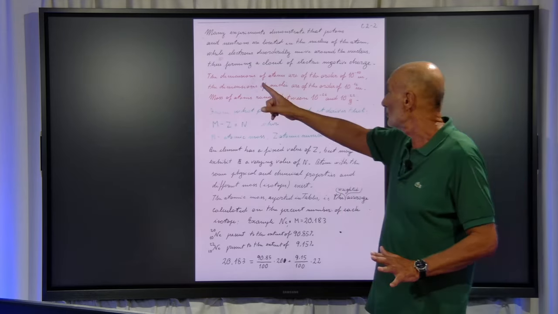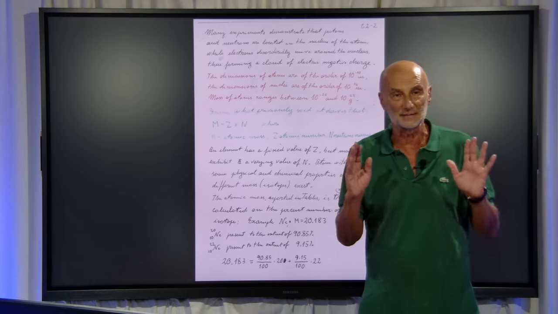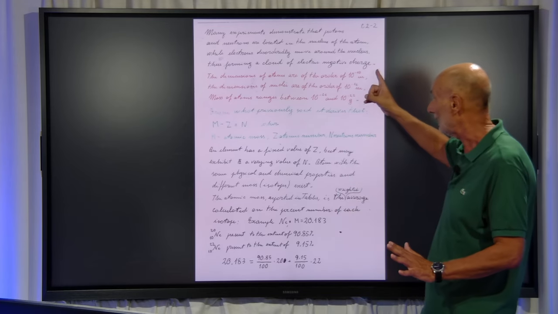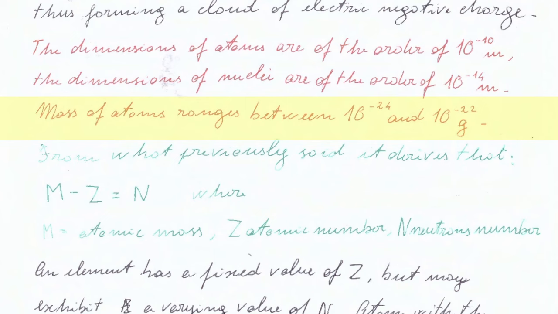Well, the dimension of an atom is of the order of about 10 to the minus 10 meters, okay? But the dimension of nuclei is of the order of 10 to the minus 14 meters. Namely, it can be said that the nucleus is 10,000 times smaller than the whole atom. Then it must be said that the mass of an atom ranges between 10 to the minus 24 and 10 to the minus 20 grams.